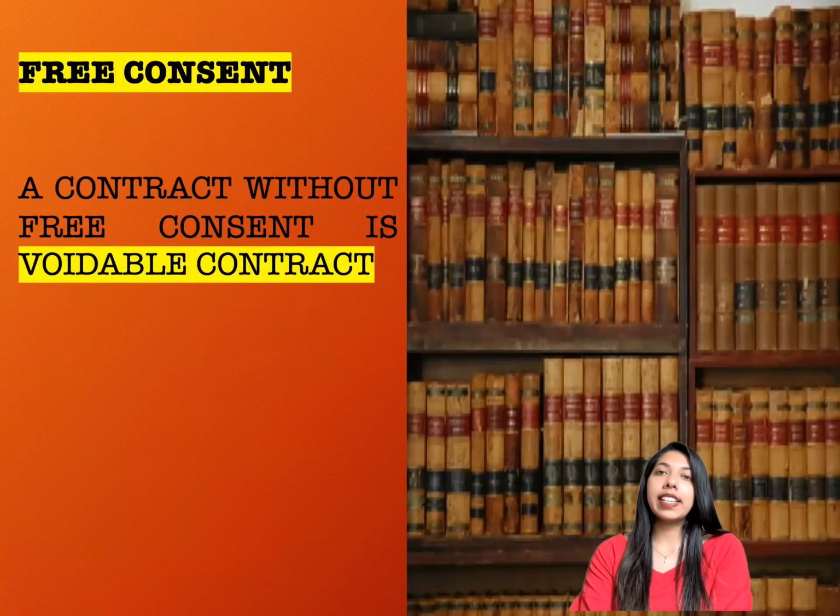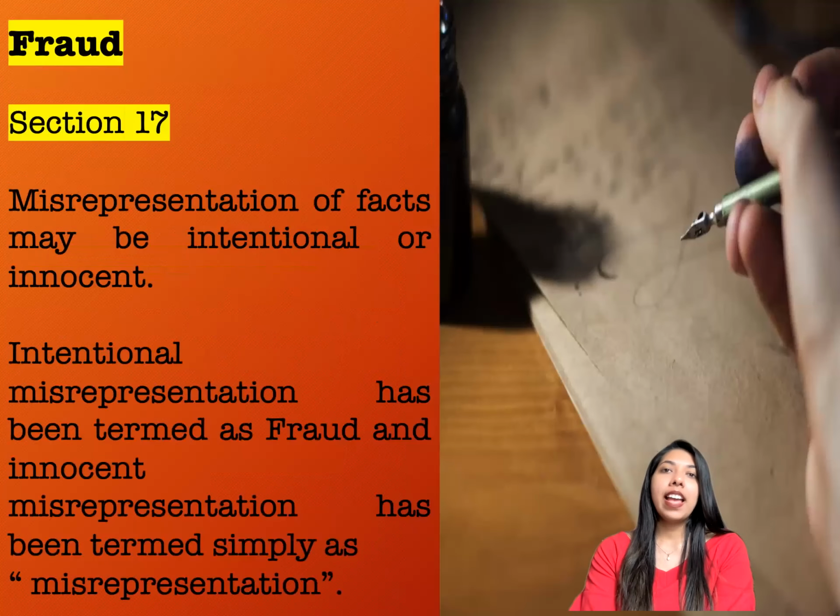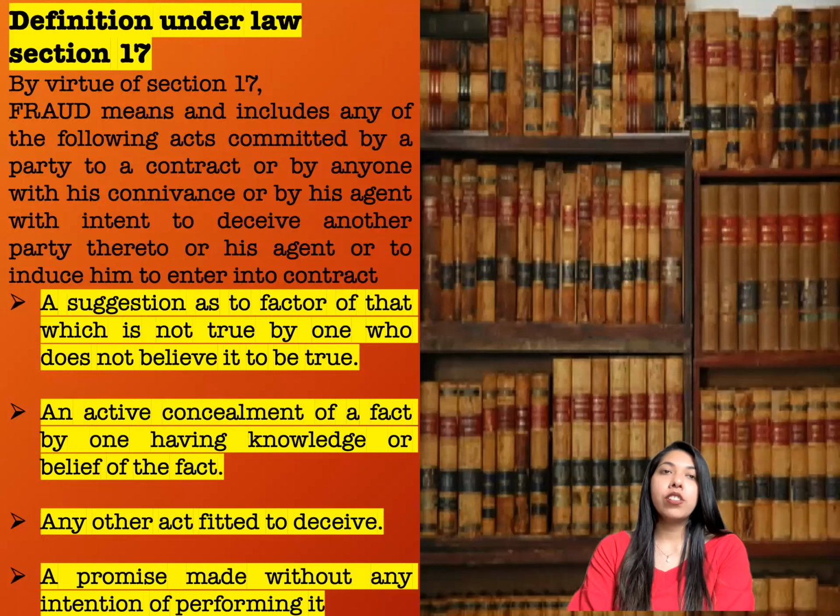I have also discussed the effect of such a contract. As you all know, it will be a voidable contract, which means it can be avoided at the option of the party. Now I'm going to discuss fraud and misrepresentation. First, I'm going to discuss the definition of fraud under law.